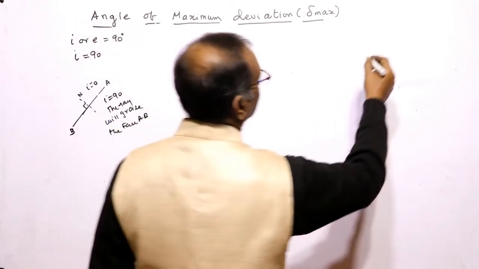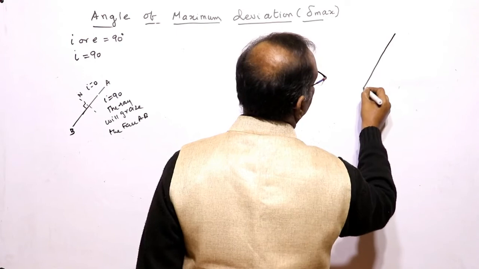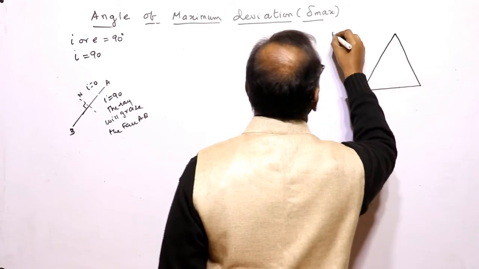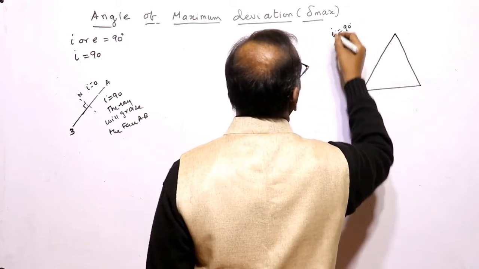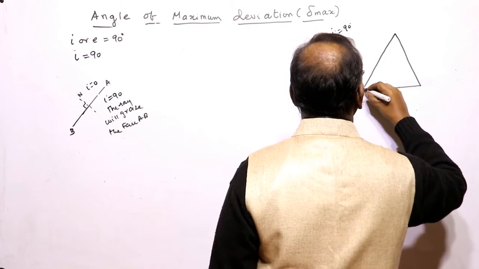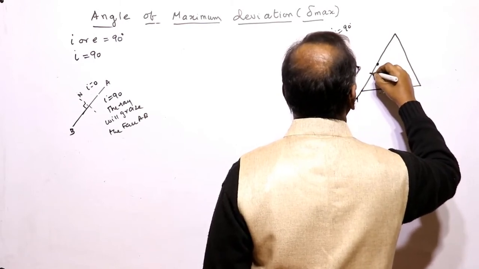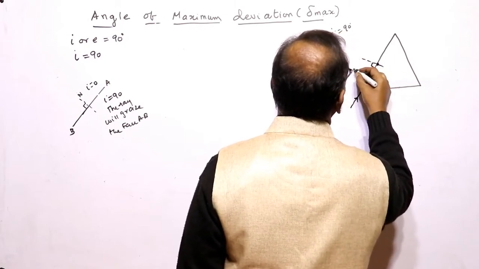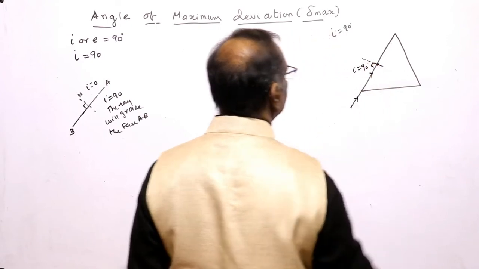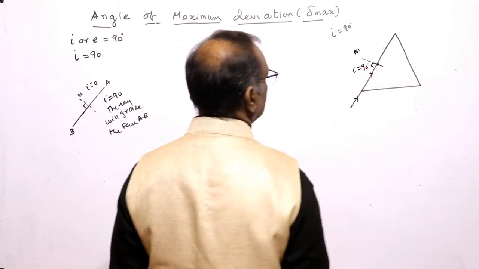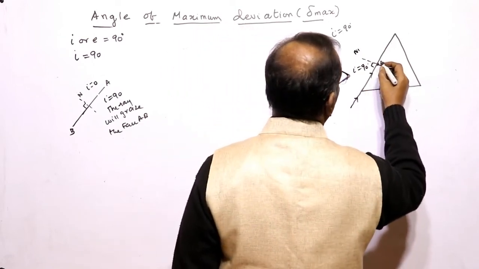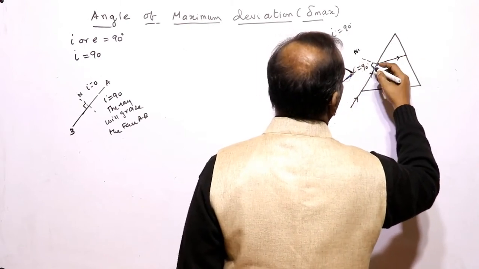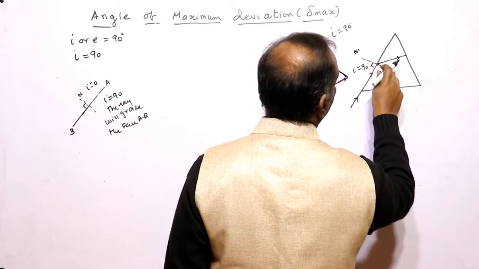So let us draw the diagram here. This is a triangular prism. For I maximum, I can be at most 90 degrees. So the ray passes like this, and this is the normal, so the angle of incidence is 90 degrees. After refraction, the ray will move within the prism, because instead of going straight it will bend towards the normal.